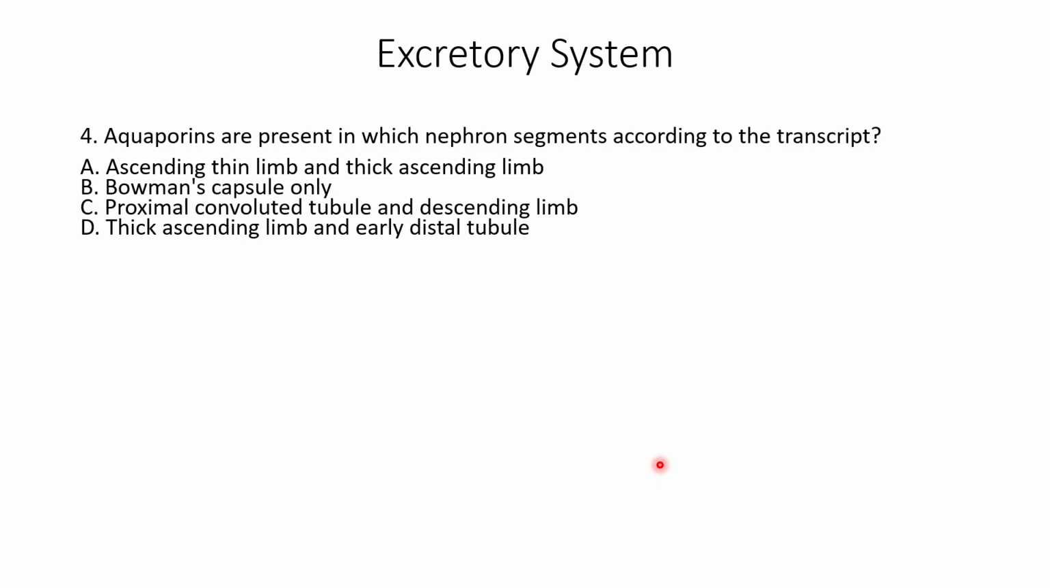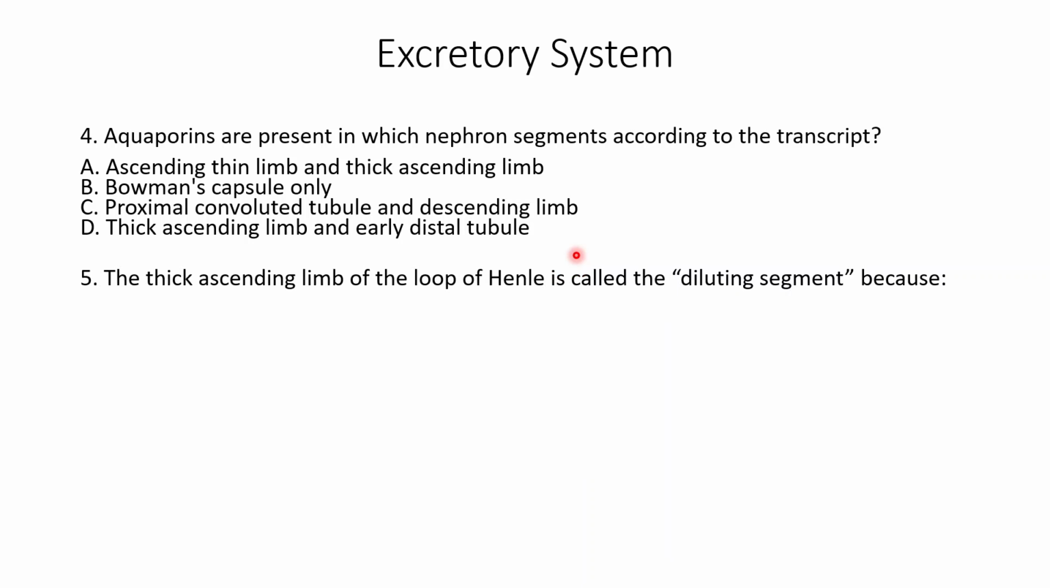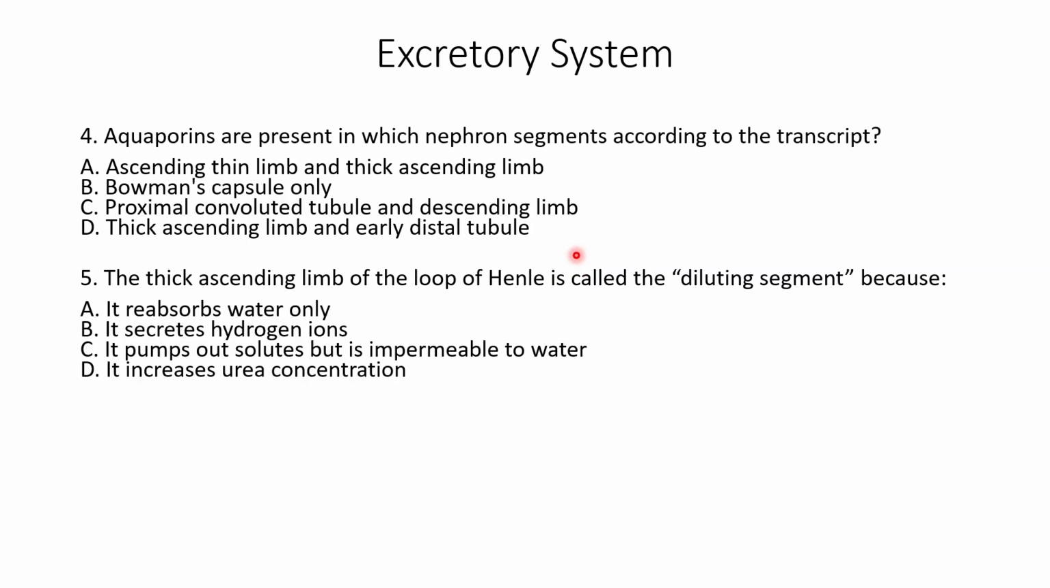Yeah, so the PCT and the descending limb have a high number of these aquaporins that make them very, very permeable, and that's why the majority of water uptake and water reabsorption takes place in those regions. Okay, let's move to the next one.